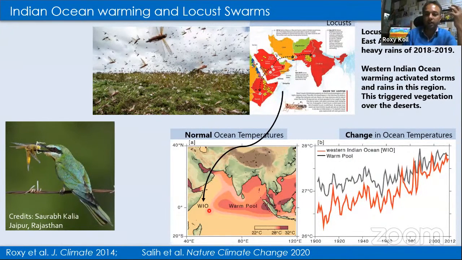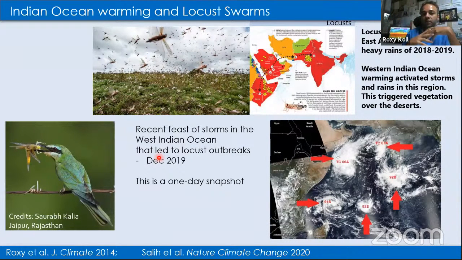So what happened? Generally this is a cool region, it doesn't support convection, but now it is supporting more storms because the temperatures there are increasing rapidly. So that triggered a lot of rains in the east of Africa and triggered unseasonal vegetation over there, leading to breeding of these locusts, which moved on to the north along with the moisture and winds over the Arabian Peninsula to North India, to the Indo-Pak region, and spread all over this region where they found favorable conditions, right? So this is one kind of event where these storms can lead to impacts across the Indian Ocean Rim region.